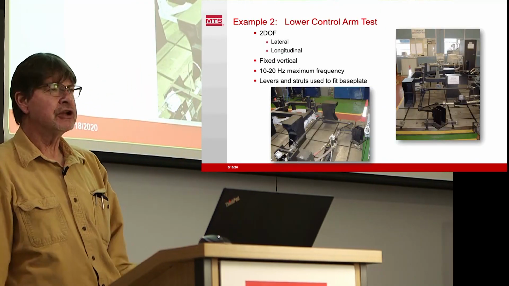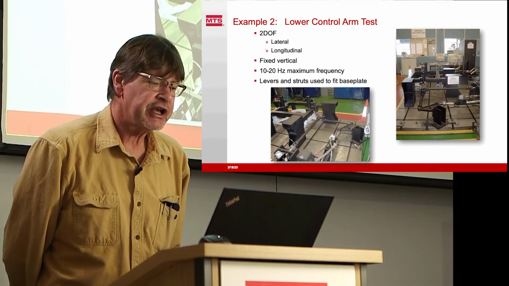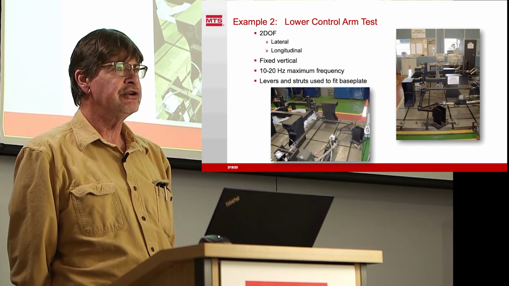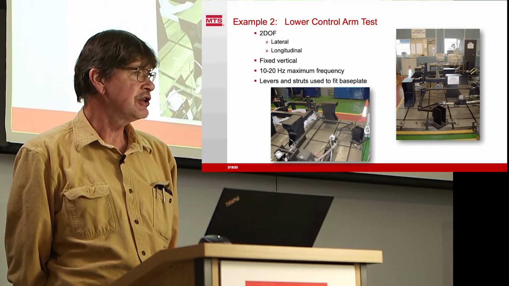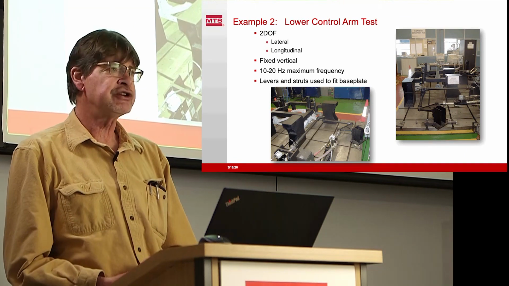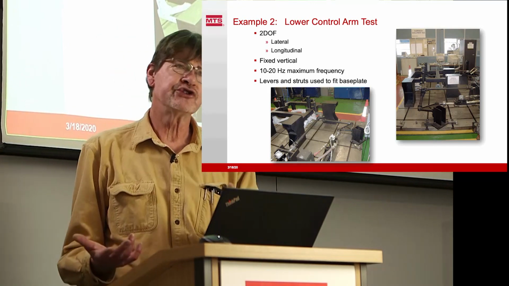Lower control arm is another example. This is a little more complicated of a test. In this case, we're looking at lateral and longitudinal loads. There may be other loads in the field, but in this case, we're going to simplify it to this. If you've got more specific cases you want to simulate in your test, then that would be expanded some. For this example, we'll talk about lateral and longitudinal.